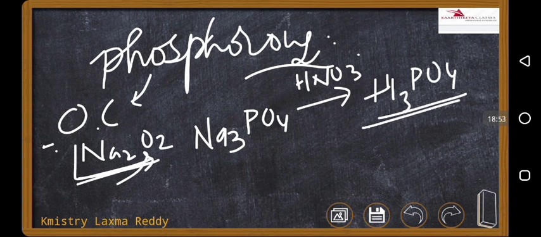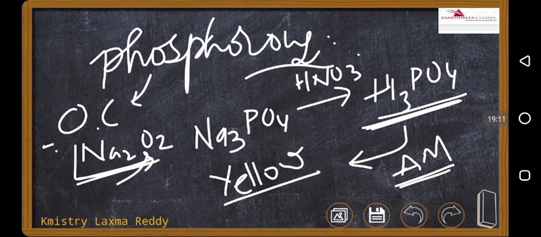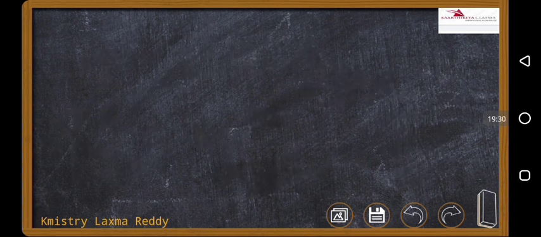So first organic compound is treated with sodium peroxide, then that is treated with HNO3, so that you are getting there H3PO4. This H3PO4 is treated with ammonium molybdate. I will write the formula now. And with this, if yellow color precipitate or yellow color compound is formed, then you can say phosphorus is confirmed. What we are doing first sodium peroxide, then HNO3, then ammonium molybdate. If you are getting yellow color precipitate or yellow color solution, phosphorus is confirmed. What's actually happening here? We'll see one by one.